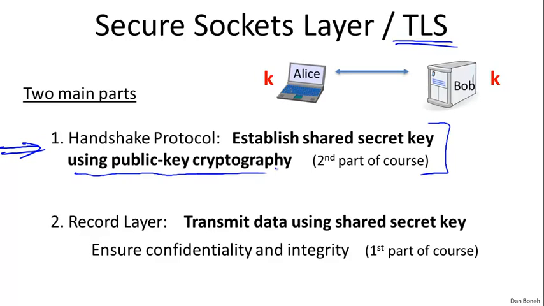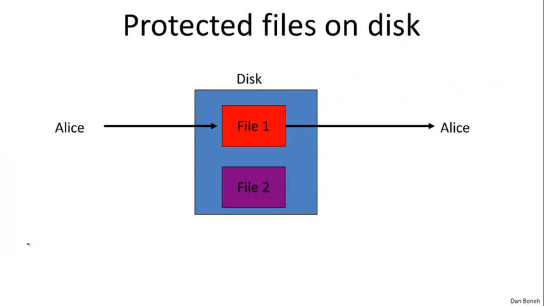Now, once Alice and Bob have the shared key, we can use this key to communicate securely by properly encrypting data between them. And in fact, this is going to be the first part of the course, which is essentially: once the two sides have a shared secret key, how do they use that secret key to encrypt and protect data that goes back and forth between them.